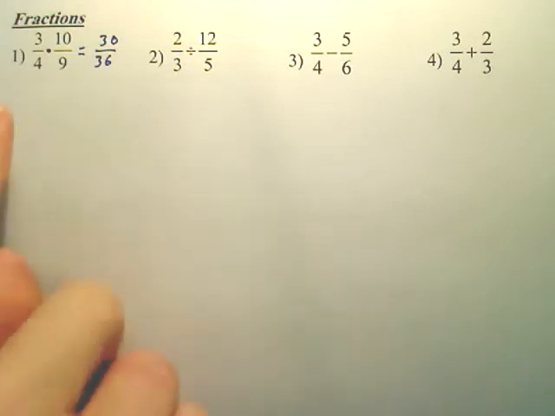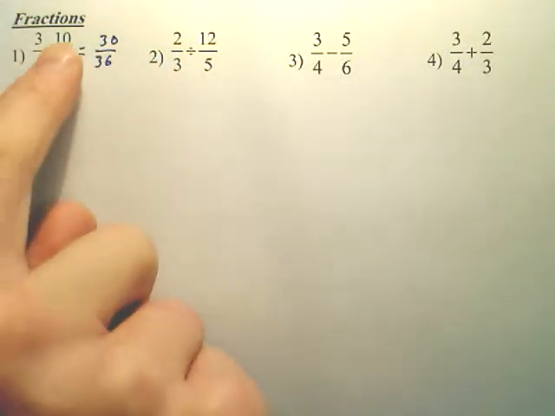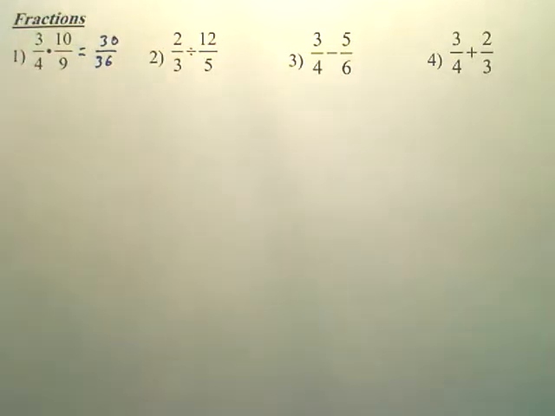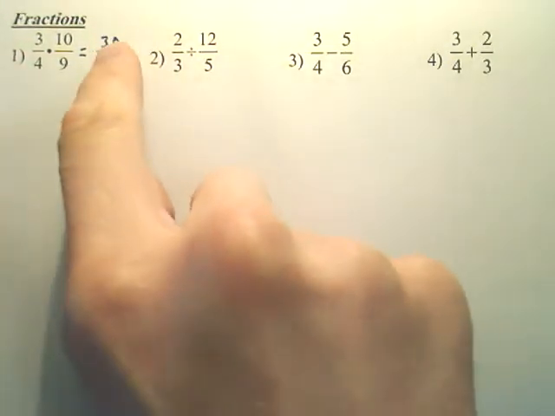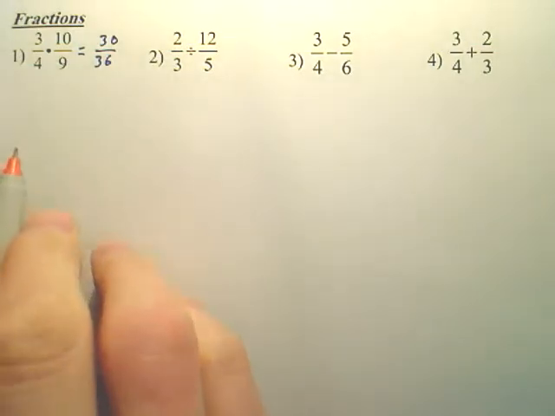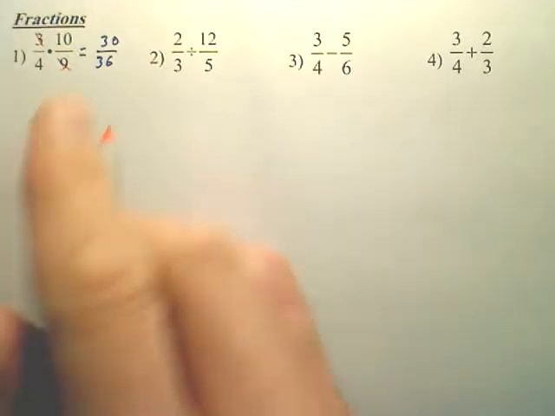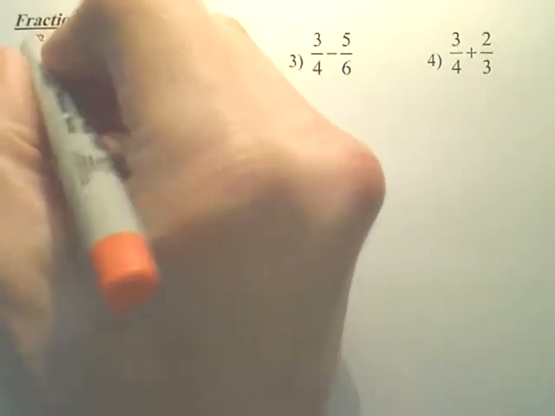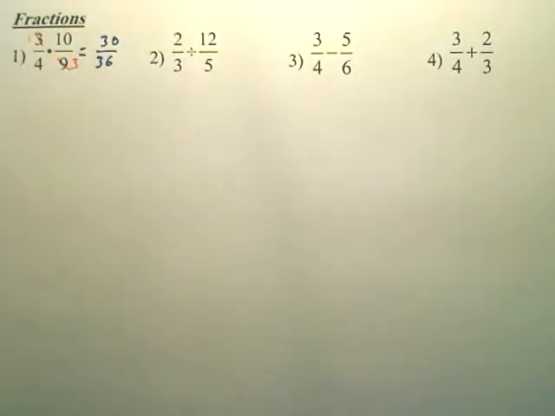Instead of multiplying straight across, before you did that, you could have canceled some things top and bottom or diagonally, which would have made this a smaller number with less reducing having to be done. The way I would have done that, I would have noticed, oh, the 3 and the 9. 3 goes into both those. This leaves you a 1. This leaves you a 3.